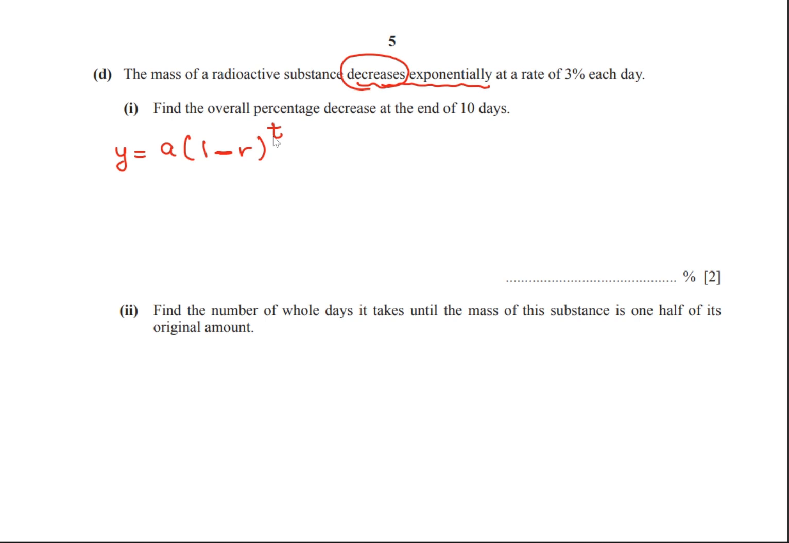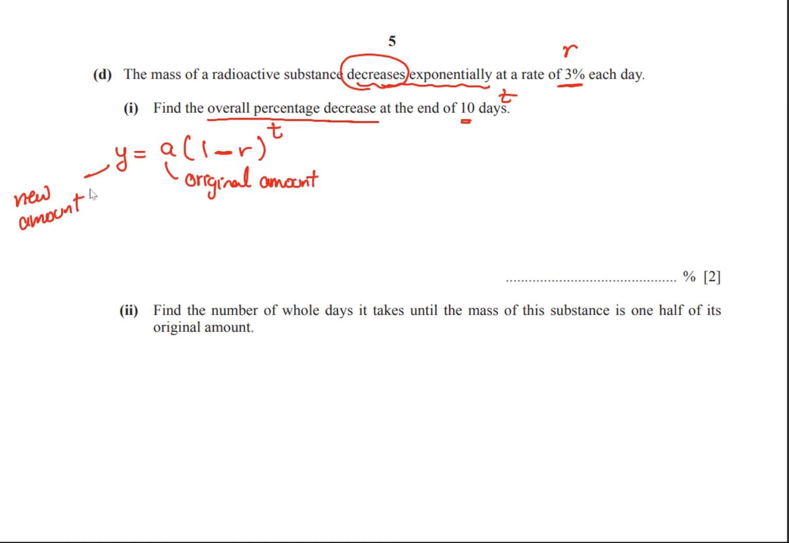Okay? Then he's telling me the mass of a radioactive substance decreases exponentially at a rate of 3, so this is R, each day. Find the overall percentage decrease at the end of 10 days. So this is T. Okay. He didn't give me the original amount. This A is the original amount. And this Y is the new amount after decrease or increase.